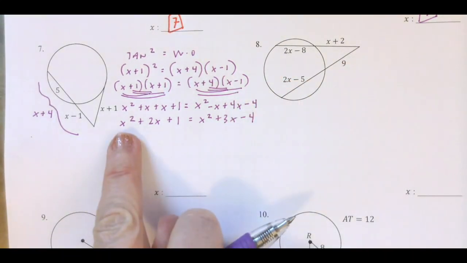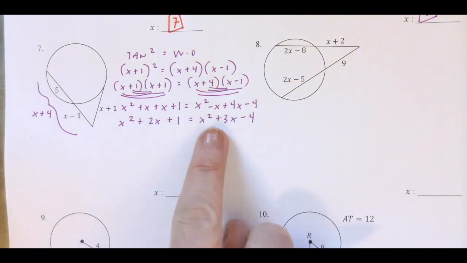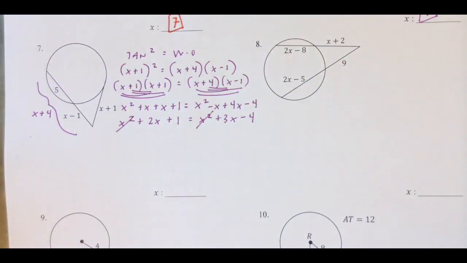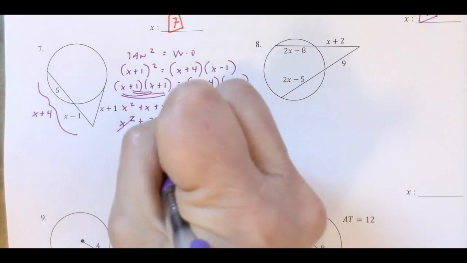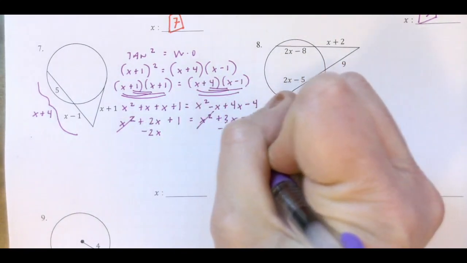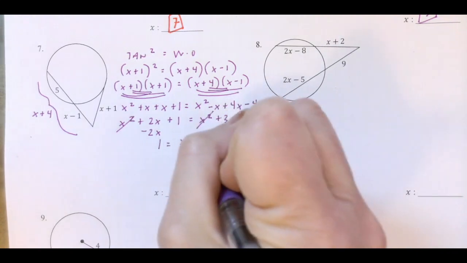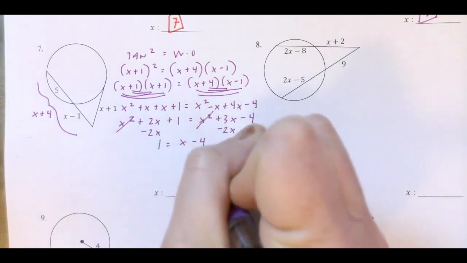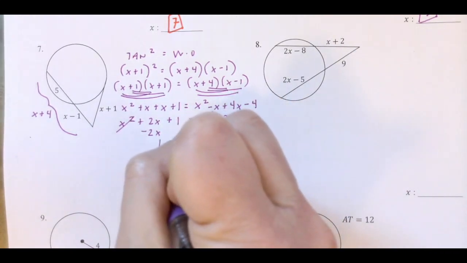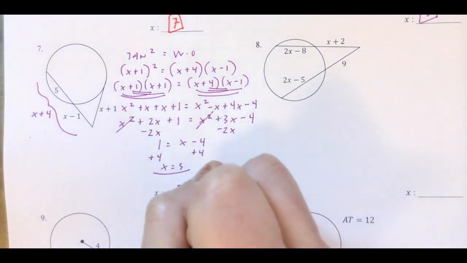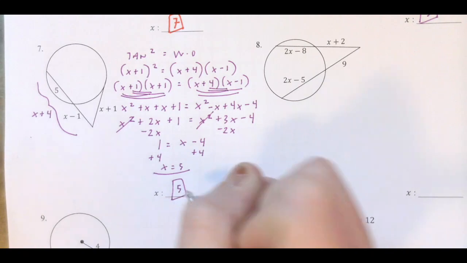If I subtract an x squared from one side, it's going to cancel from the other side too. So now I'm just trying to solve for x. So if I subtract 2x from each side, now I have 1 equals x minus 4. Add the 4 to the other side, and I end up with x equals 5. And that's my solution, x equals 5.